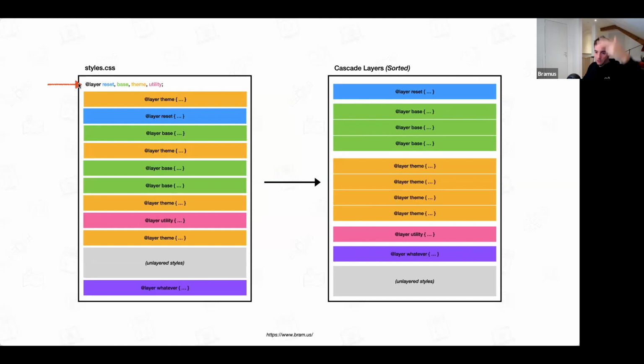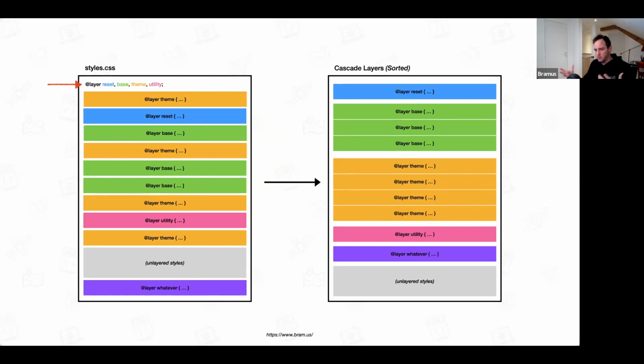And then again, it will go over all of those layers that you have defined, but since they have already been declared, it will append the contents in order. So reset will be the first one, base will be the second block, theme will be the third one, and then utility fourth, and then layer whatever, that will be the fifth one, because I hadn't defined the order of it up front. So it will be appended to the very end of the list. And then again, our unlayered styles, these go at the bottom. I think this is pretty cool.